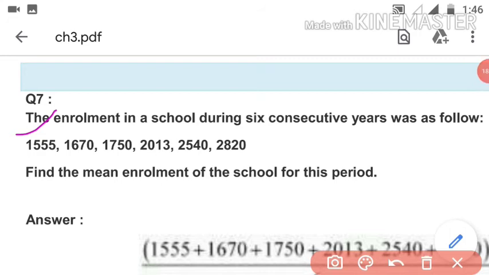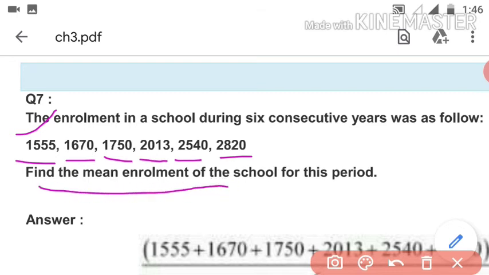Question number 7. The enrollment in a school during 6 consecutive years was as follows. Enrollment means the number of students, okay? So the first one is how much? 1555 and 1670, 1750 and 2013 and 2540 and 2820. These are the enrollments in a school during 6 consecutive, in 6 different years. Now find the mean enrollment of the school for this period.